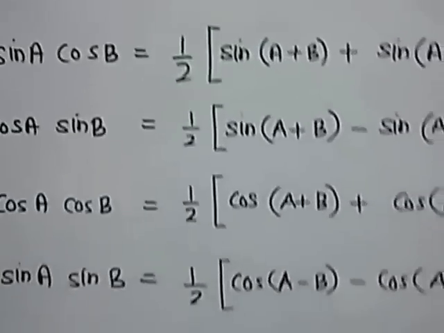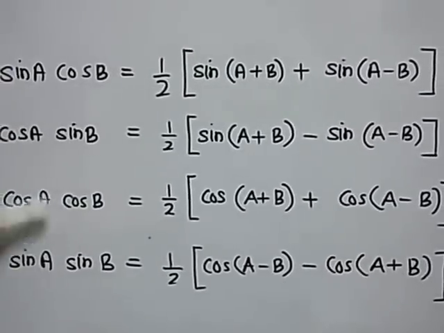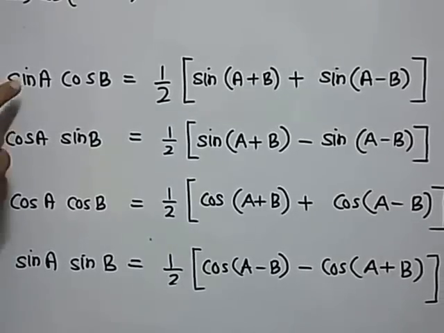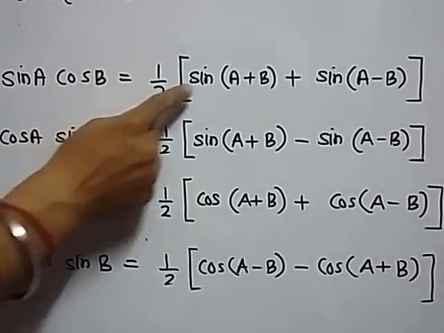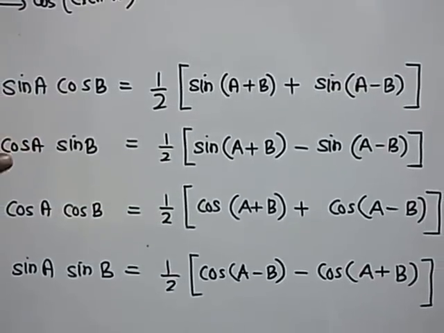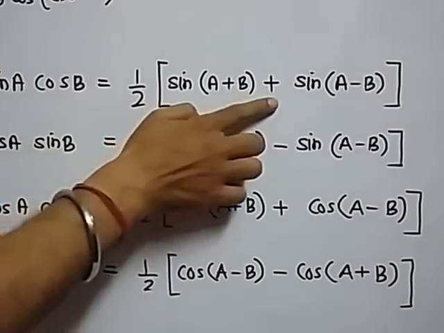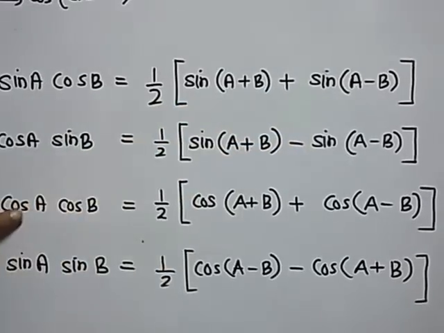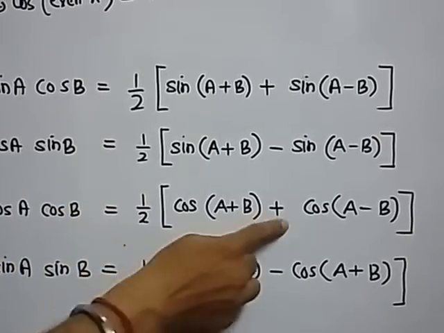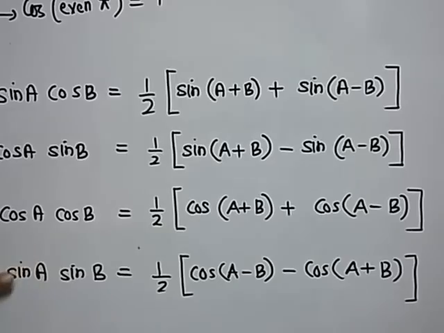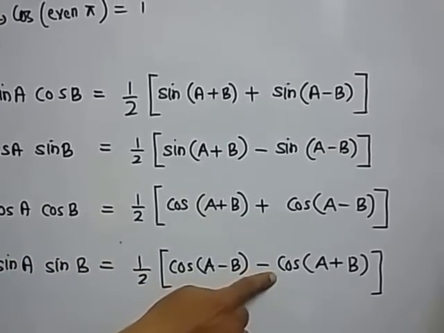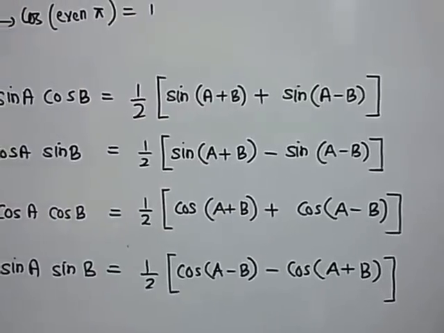Next, these 4 transformation formulae, which you studied in 11th standard somewhere in trigonometry. So sin a cos b is half of sin(a plus b) plus sin(a minus b). Similarly, cos a sin b, the difference is just a minus sign. Cos a cos b is 1 by 2 of cos(a plus b) plus cos(a minus b). And sin a sin b is 1 by 2 of cos(a minus b) minus cos(a plus b).